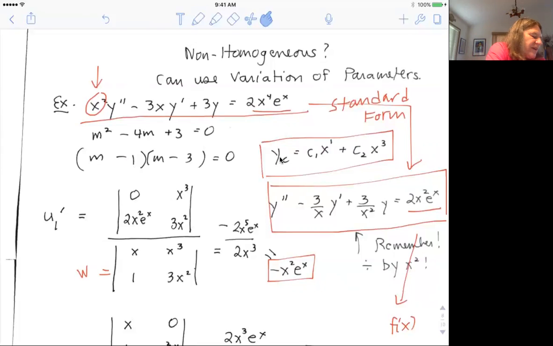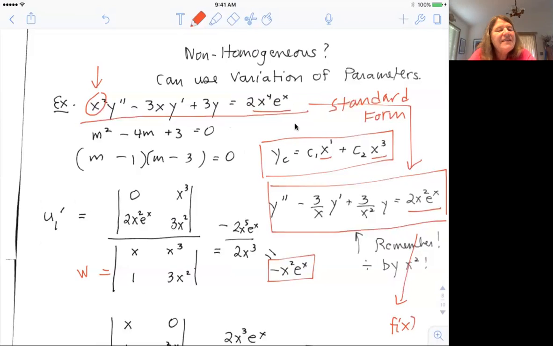I solved this one right here. I got, so the roots were 1 and 3. Your fundamental set here then was x to the first and x cubed. What you want to do, and you need that because when we use variation of parameters here for non-homogeneous, we're going to need to use x and x cubed in the Wronskian. That's going to give me this proposed solution, part of this proposed solution I've got here.